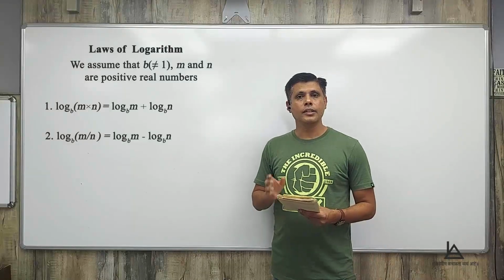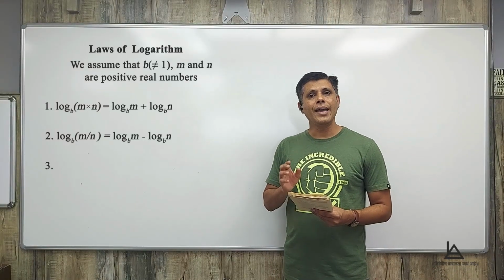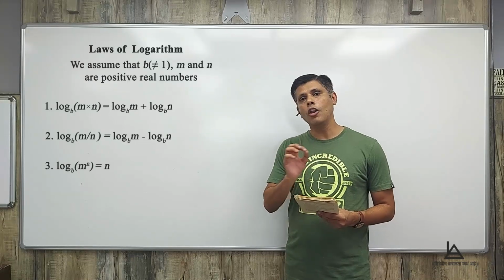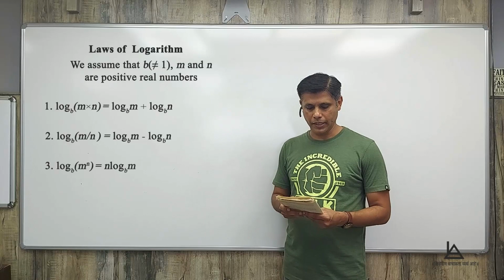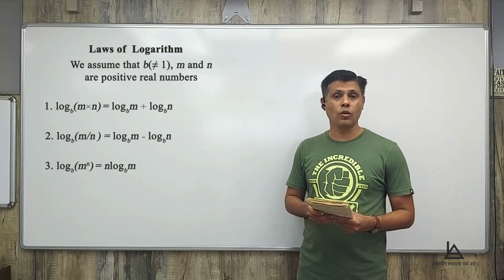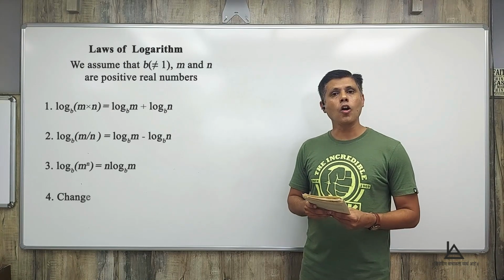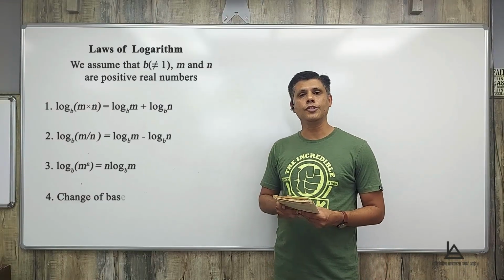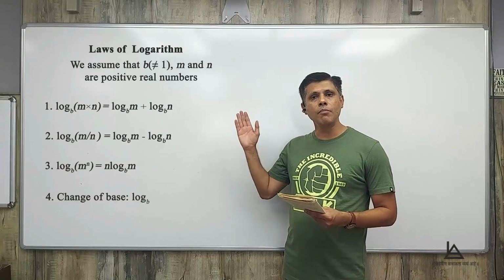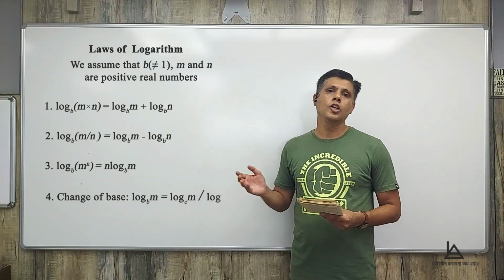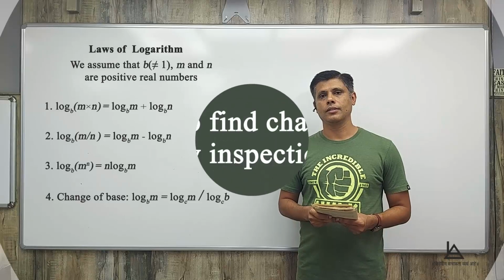The third law is log of m raised to n to the base b is n log m to the base b. And the fourth one, what is famously called the change of base rule, is log of m to the base b is equal to log of m to the base c by log of b to the base c.